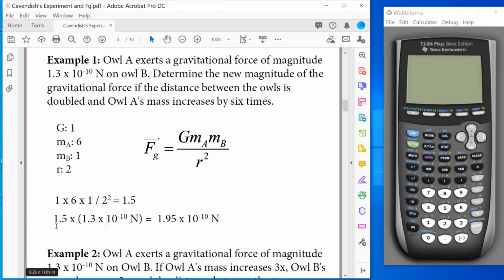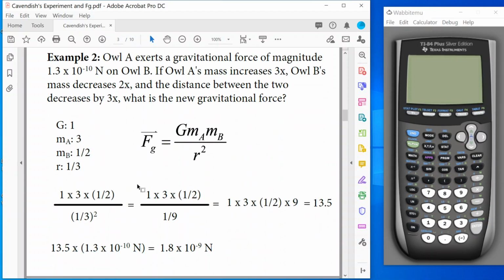So that's why I'm doing 1.5 times 1.3 times 10 to the negative 10, and that gave me 1.95 times 10 to the negative 10. Now, in the original question, the force only had 2 significant digits, so I should have actually rounded my answer here to 2.0 times 10 to the negative 10 newtons for my final answer. These values here, the 1, 6, 1, and 2, do not count towards significant digits because they're not measurements, they're exact values.